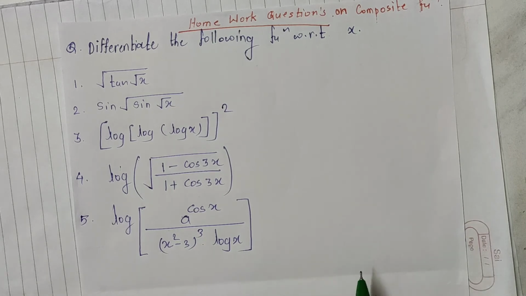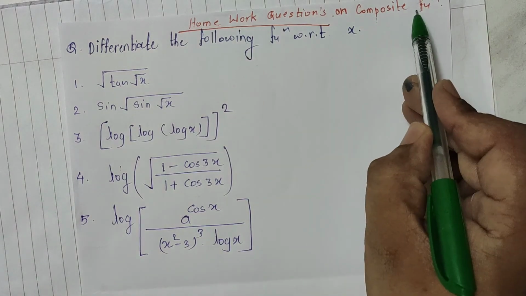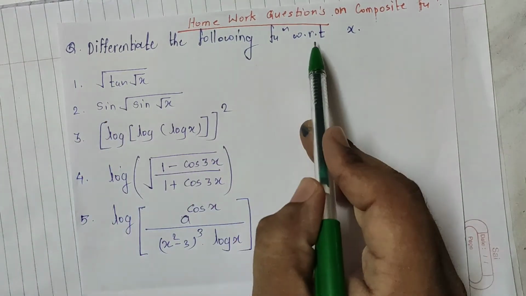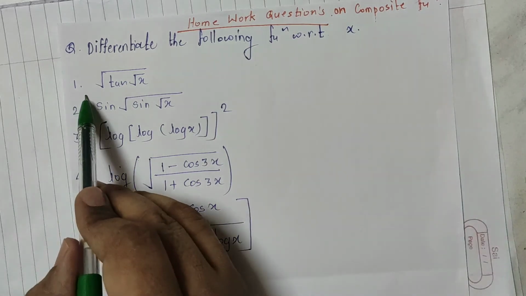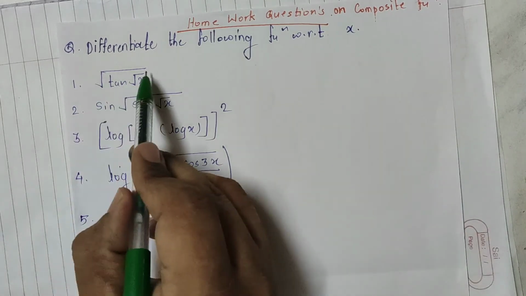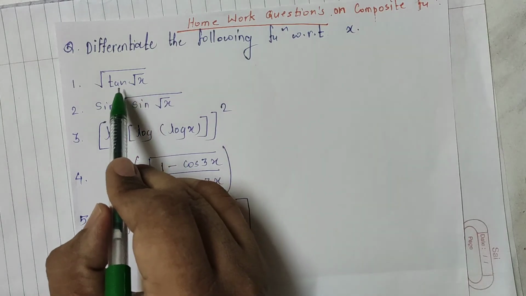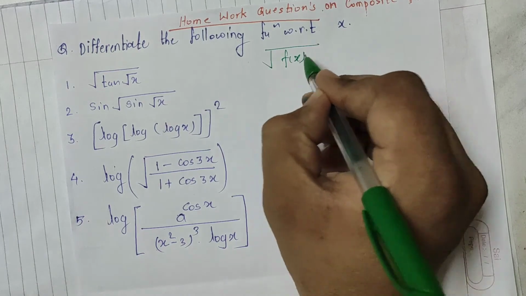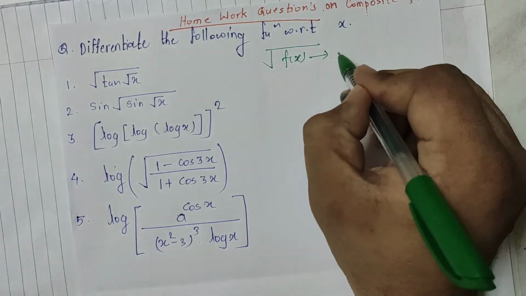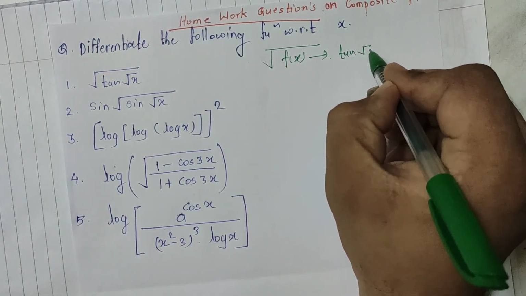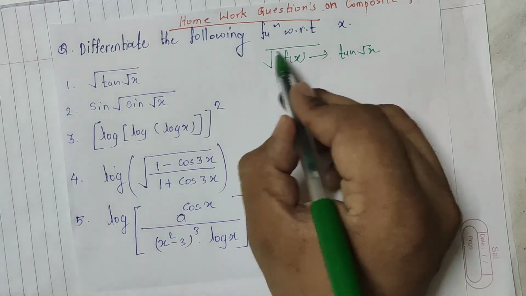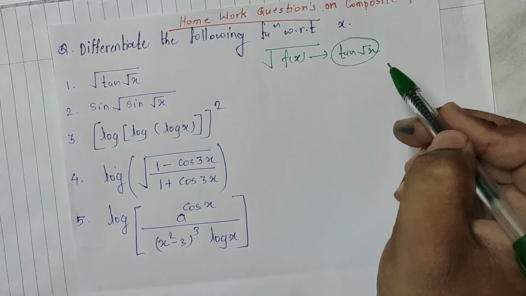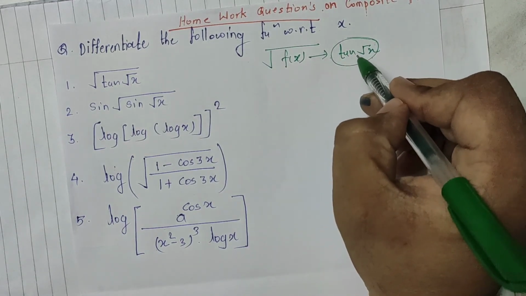Here I am giving some homework questions on composite functions. We will discuss only answer hints. Differentiate the following functions with respect to x. The first question is root of tan root x. We want to find the derivative of root of something, f of x. What is f of x? F of x is here tan root x. So first of all we find the derivative of root of f of x, then multiply by its derivative, f dash of x. Here f of x means tan root x.